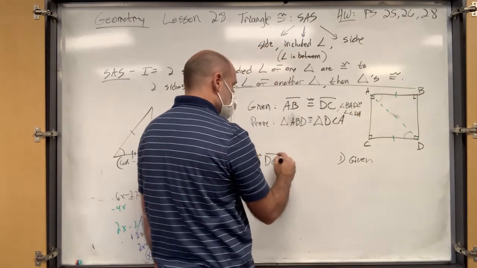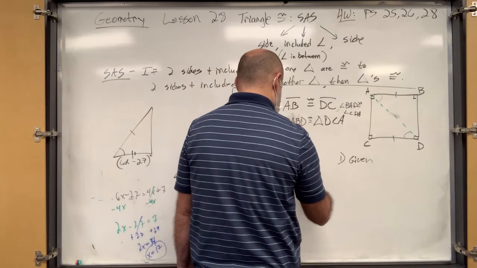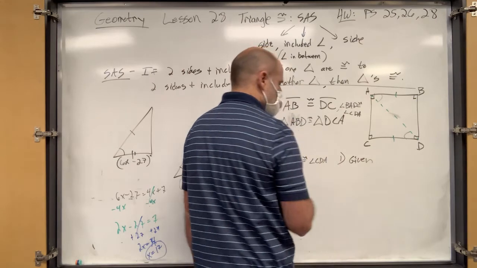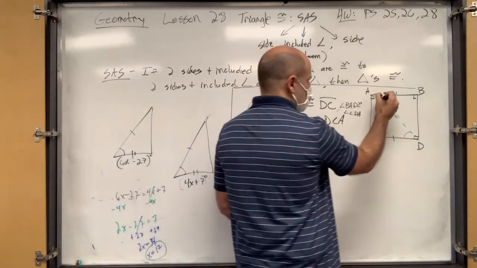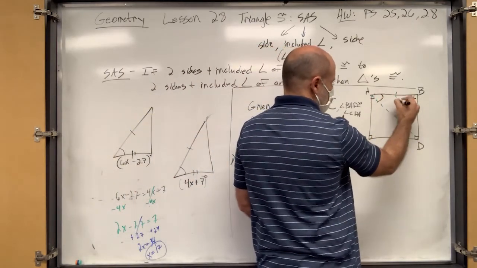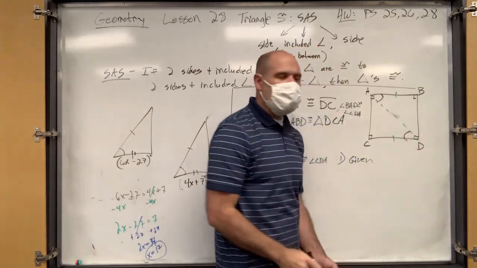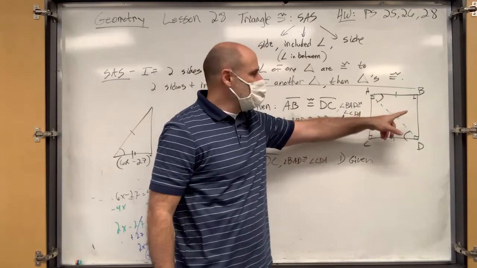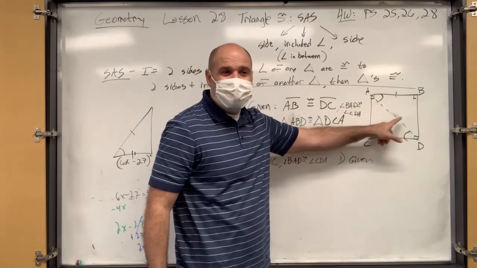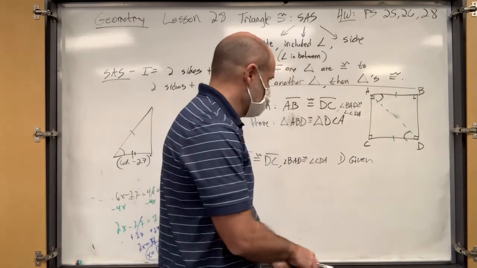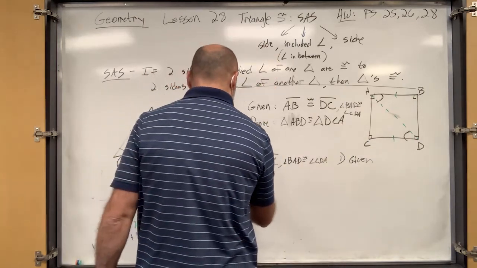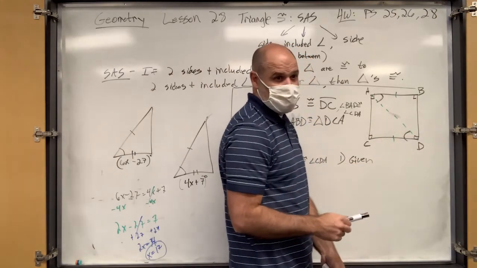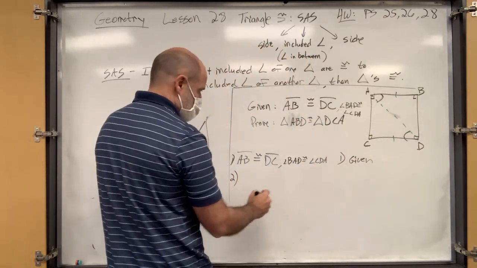Okay, so we said that they're given. BAD is congruent to CDA. They're both given. So now we know that this is congruent to this, and this is congruent to this. So where's our third side need to be to prove that these triangles are congruent, SAS? Yep, and that side is actually the side of this triangle, and it's the side of this triangle.